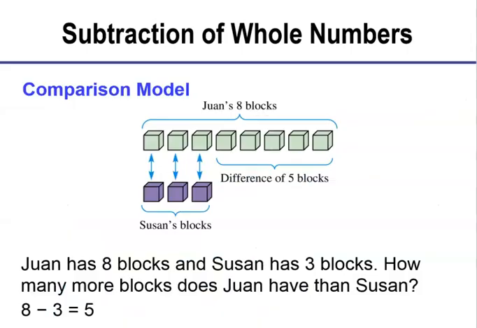Now, another way to model subtraction is with the comparison model. If we wanted to discuss 8 subtract 3, then we could start with Juan's 8 blocks and Susan's 3 blocks, because we know that Juan has 8 blocks and Susan has 3 blocks. How many more blocks? If we pair up Susan's 3 blocks with 3 of Juan's 8 blocks, then the difference would be clear to see over here with 5 blocks. So anytime you're trying to calculate the difference between two values, the comparison model works really well.